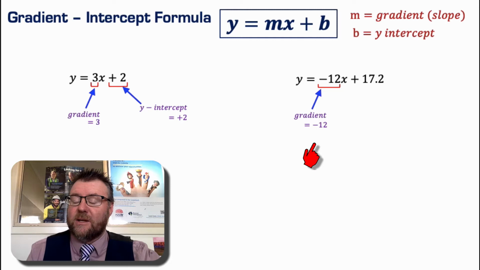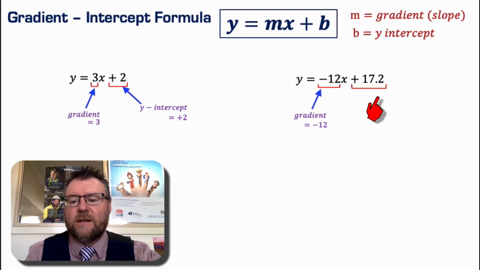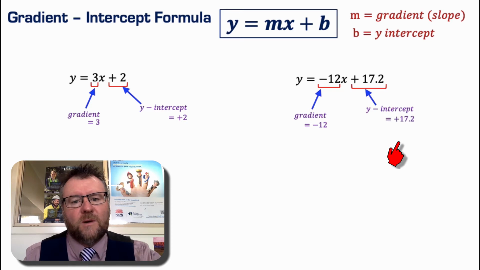Now, hopefully you can remember, if a gradient is negative, that means it slopes up to the left. If it's positive, it slopes up to the right. Looking at the number here, plus 17.2, that's my y-intercept. That's where it cuts through the y-axis.